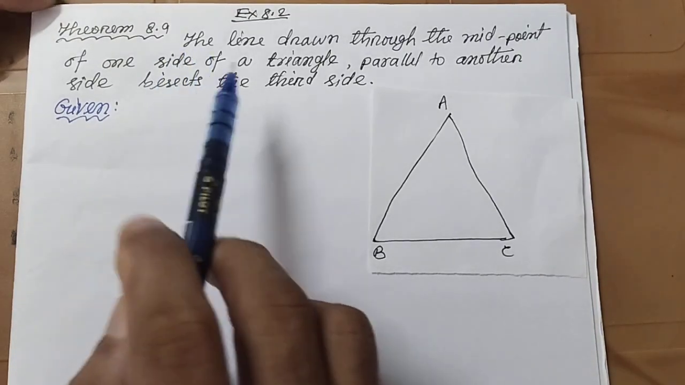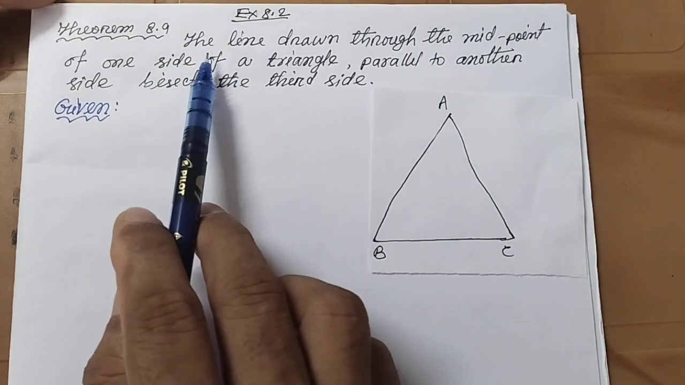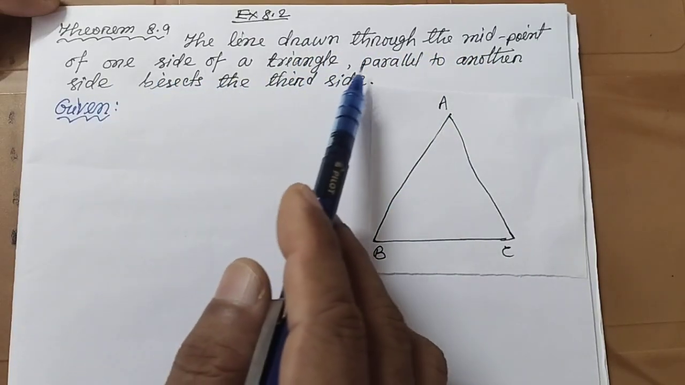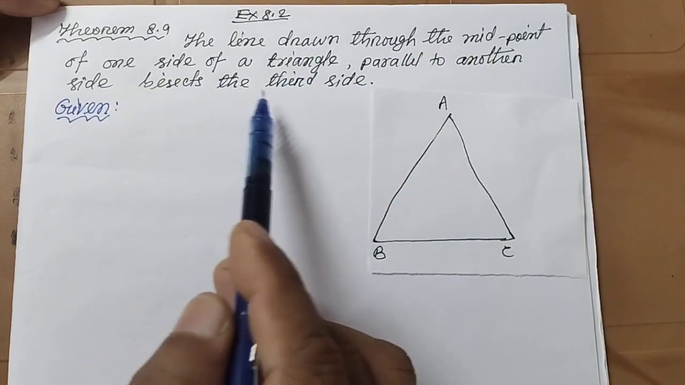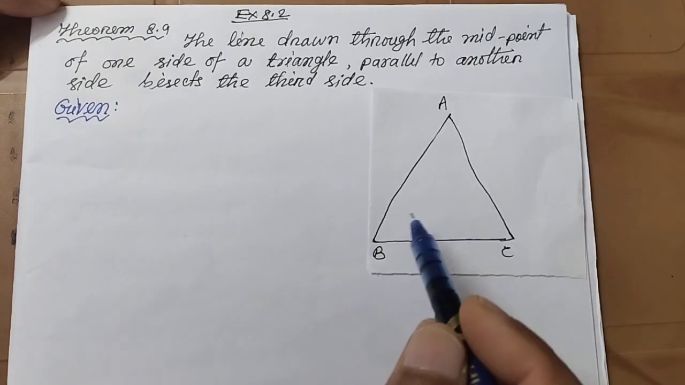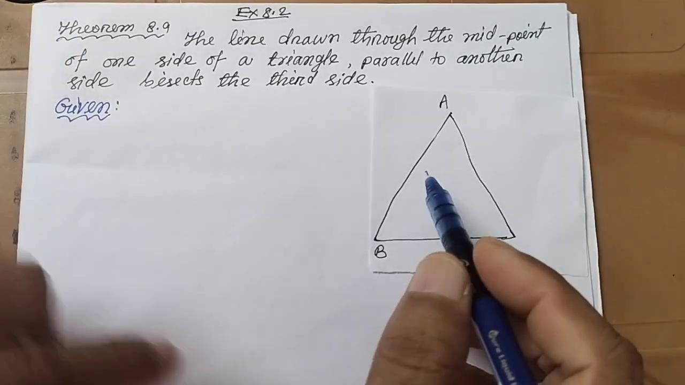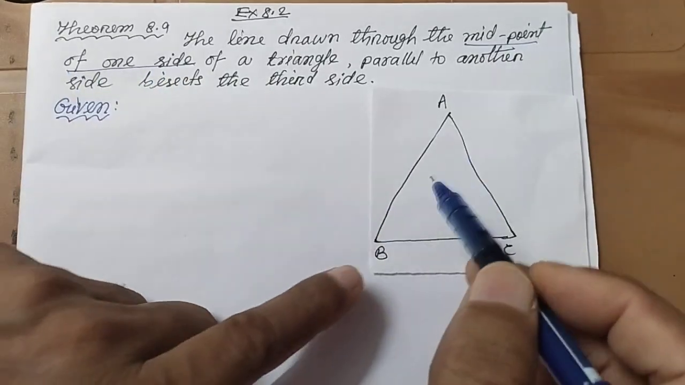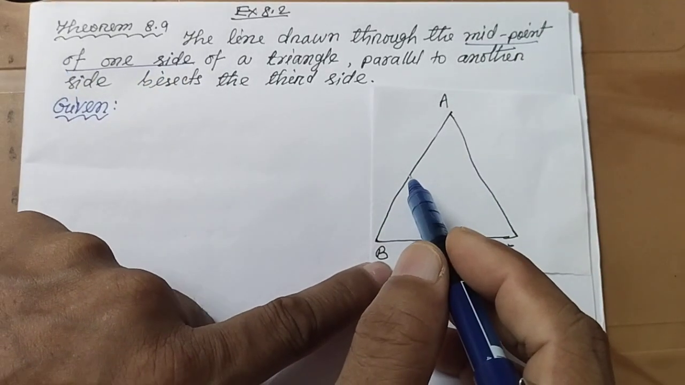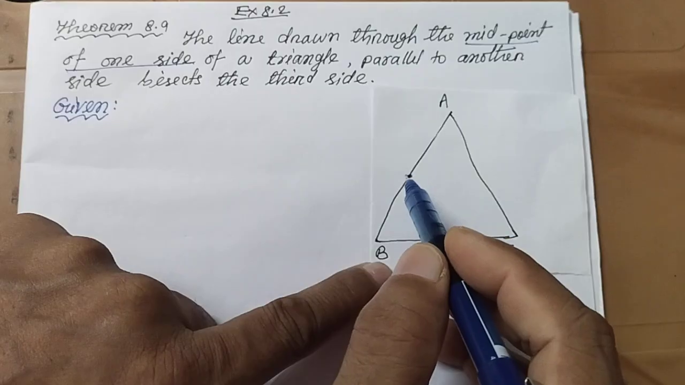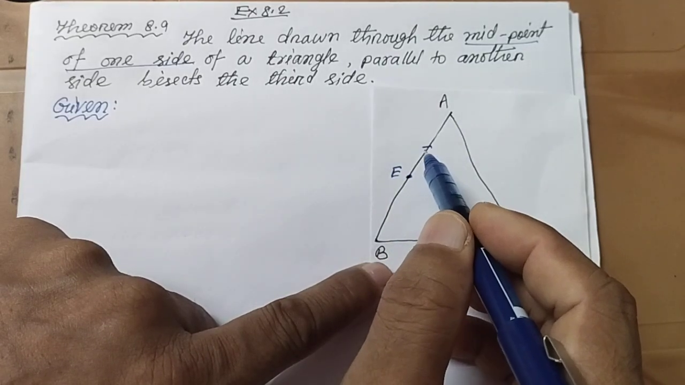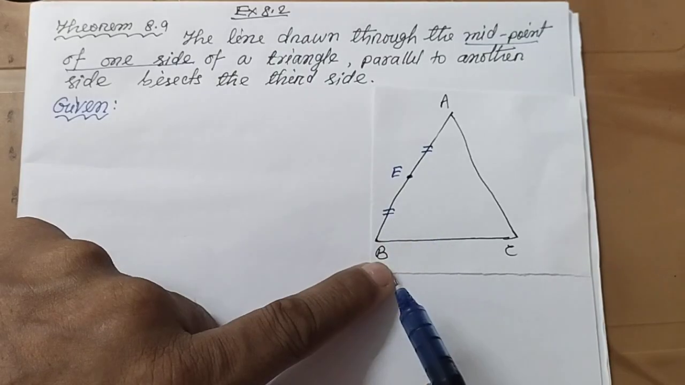Theorem 8.9 states that a line drawn through the midpoint of one side of a triangle parallel to another side bisects the third side. The meaning of the statement is like this. Take the midpoint of any one side, let's take AB. E is the midpoint of AB, so AE equals EB. This is the first condition given.